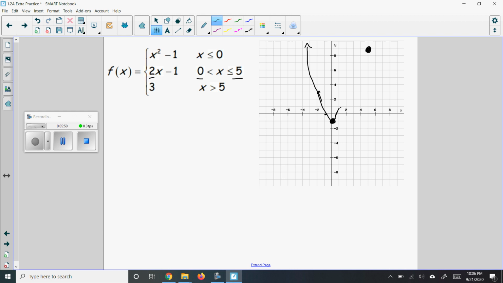So now we have this chunk right here. And now this is a horizontal line. Anytime you just see a constant like that, that's a horizontal line. So we have a horizontal line with an open circle at (5, 3). And then this is just going to go to the right forever. So this actually has a domain of all real numbers, but the range is going from -1 up to +infinity.